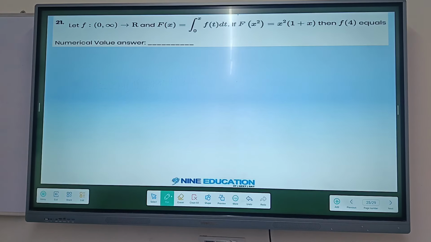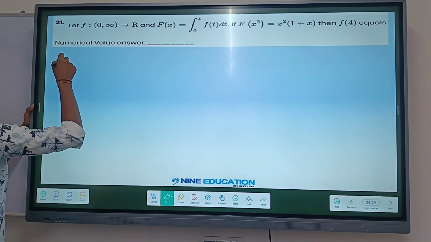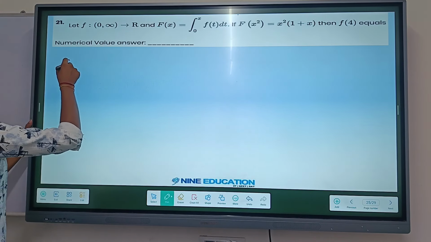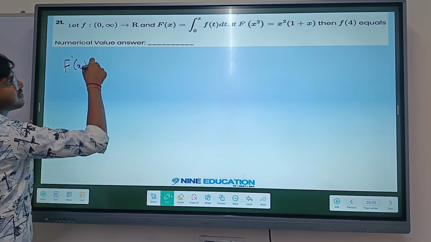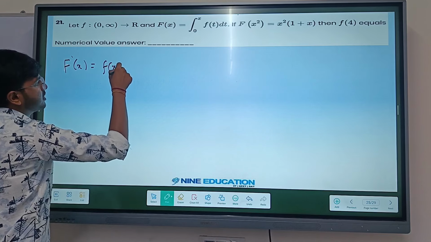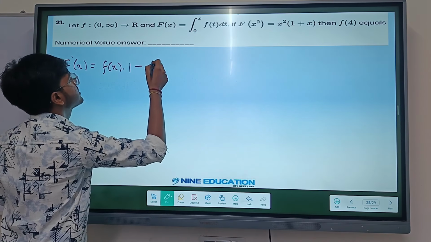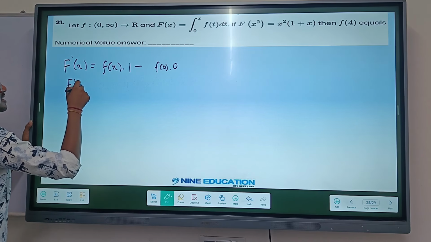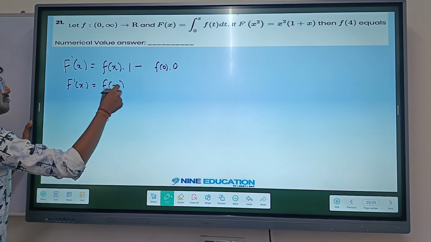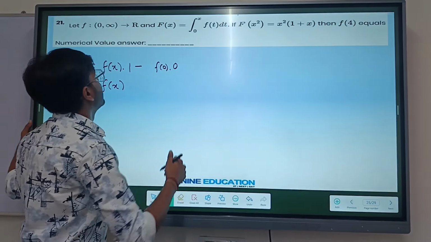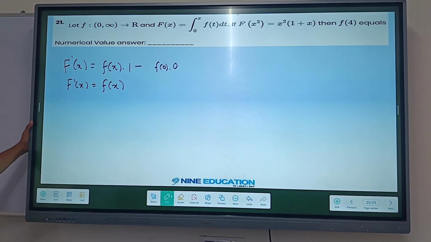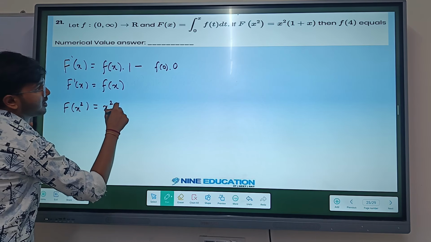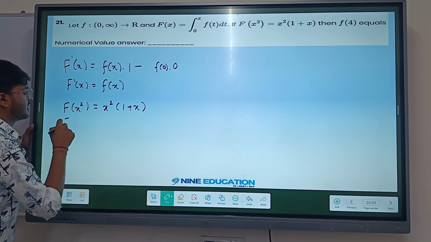So I can use Leibniz rule here. Leibniz rule, as in if I differentiate here both sides, F dash x would be equal to f of x into differentiation of x, 1, minus f of 0 into differentiation of 0, 0. F dash x would be equal to small f of x. But F of x square is given. What if in this F of x square into 1 plus x, I can write f of x.